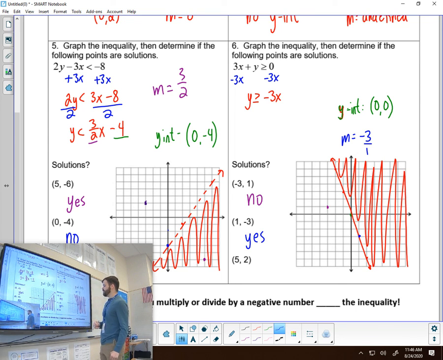And last but not least, 5, 2. So we're going to count out 1, 2, 3, 4, 5, up 2. Does that fall in the shaded region? Yes. So that is a solution.